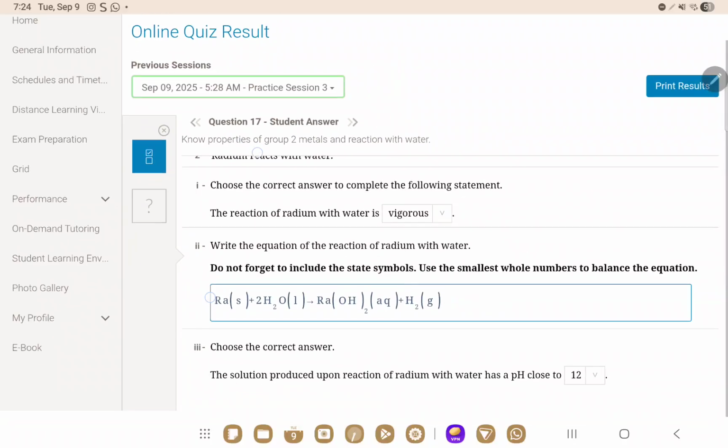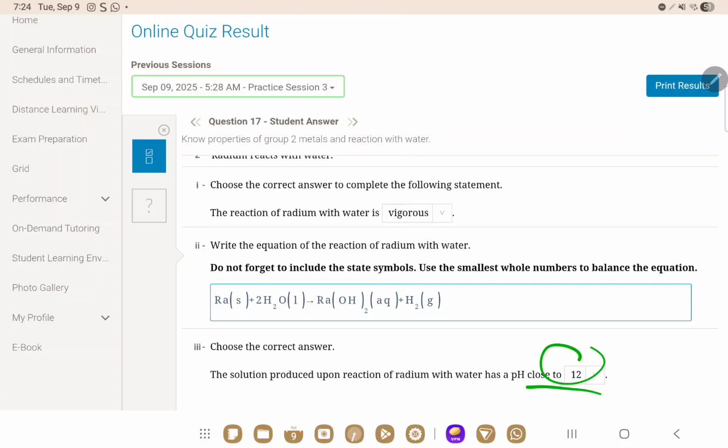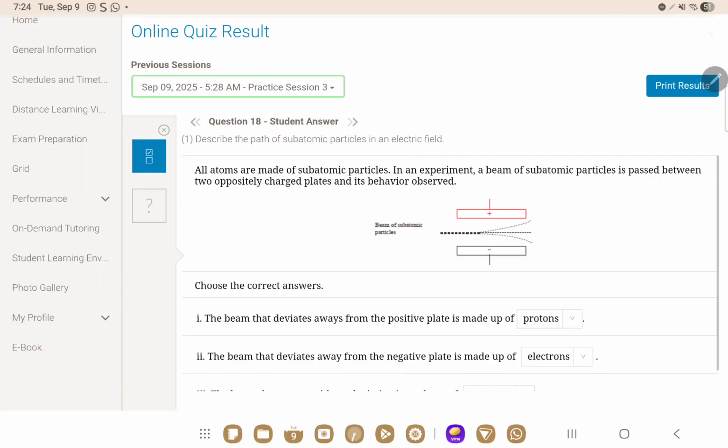So radium plus 2H2O gives you radium hydroxide, aqueous, and H2. Metal plus water gives you hydrogen and the hydroxide. Now, since radium is near the bottom, its hydroxide is very soluble. Since it is very soluble as a hydroxide, it's going to have a high pH, close to 14. So it's 12. 12 was the highest option. Now we need to move on.